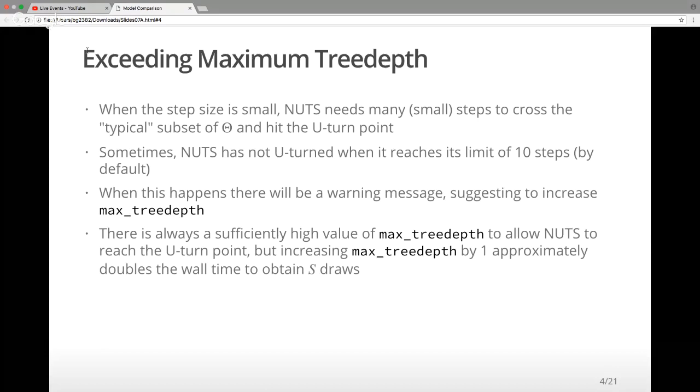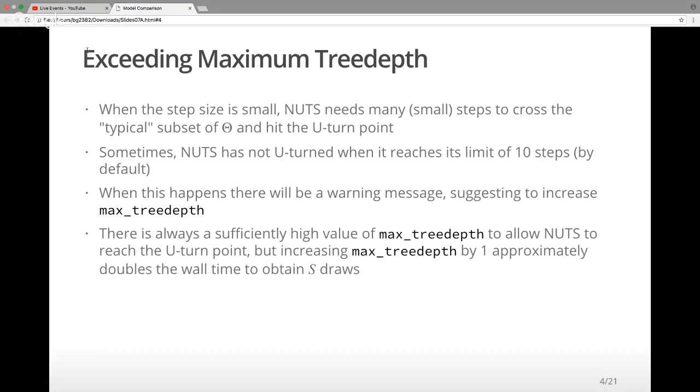And it will probably be fine. But be aware that when you increase max tree depth by 1, you're basically going to be doubling the runtime, because it actually does 2 to the number of steps evaluations of your function every iteration. And so if you increase that from 15 to 16, you're doubling the number of function evaluations that Stan has to do if it's hitting its limit.